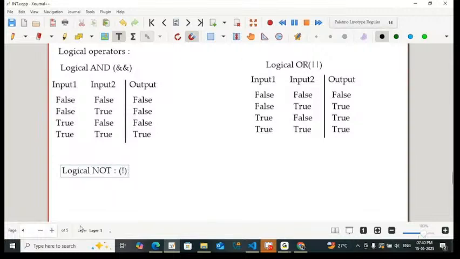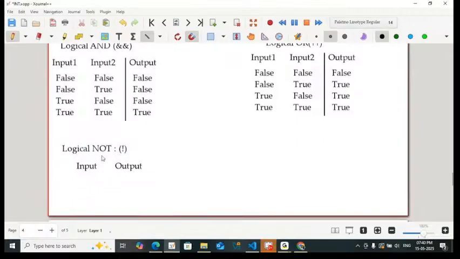In logical NOT, I have one input and one output. If the input is true, the output is false; if the input is false, the output is true. So this is false, this is true, and this is true, this is false. That is logical NOT.